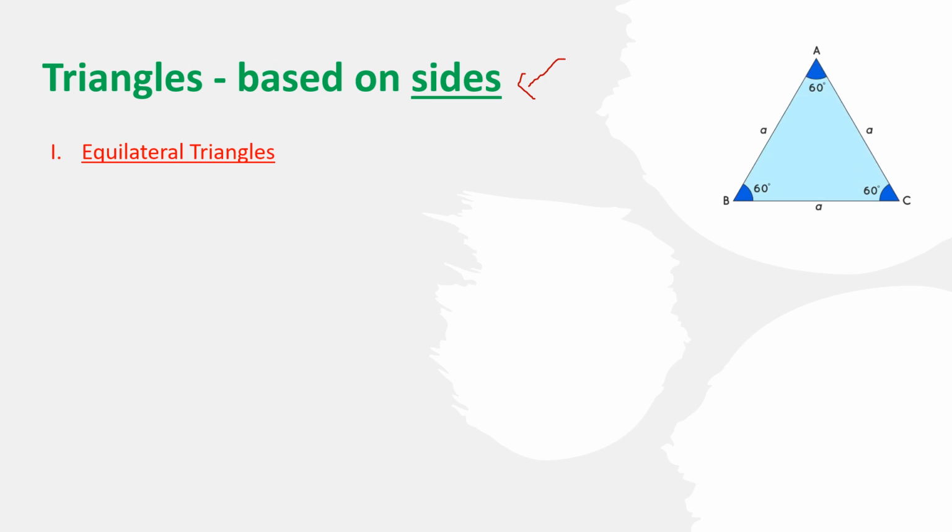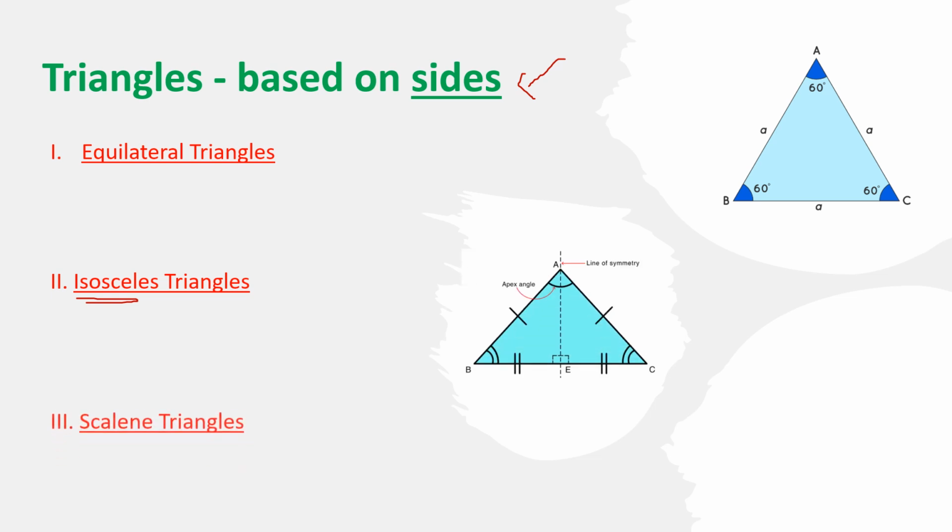First type is equilateral. What is equilateral? Equi means equal. Lateral means side. The triangle which has all three sides equal, right? Second one is isosceles triangle. Third one is scalene triangle. Okay, we have got three types of triangles: equilateral, isosceles, and scalene triangles. Let's go one by one now.